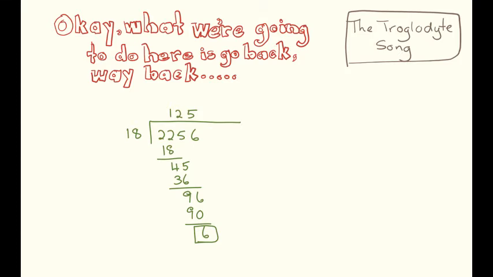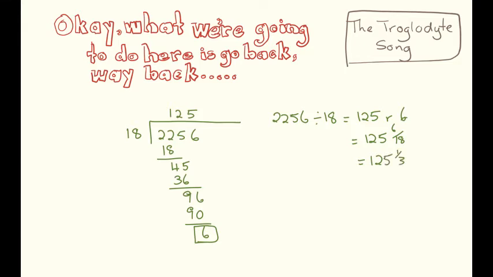And that means that we could say 2,256 divided by 18 equals 125 and a remainder of 6. And we would sometimes write that as 125 and 6/18, or obviously 125 and 1/3.